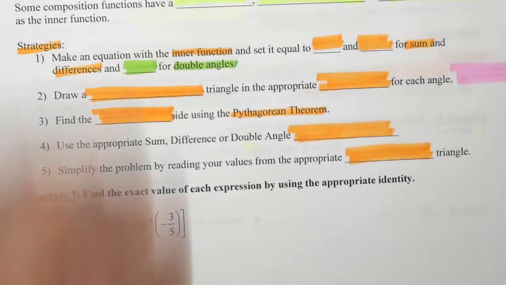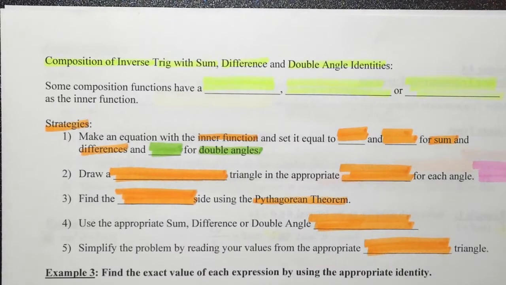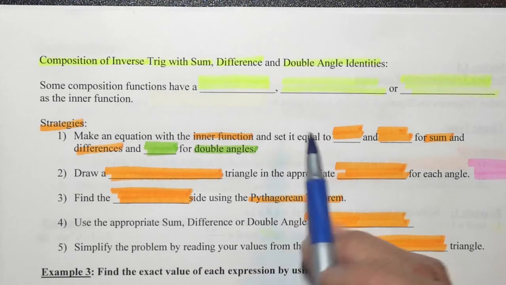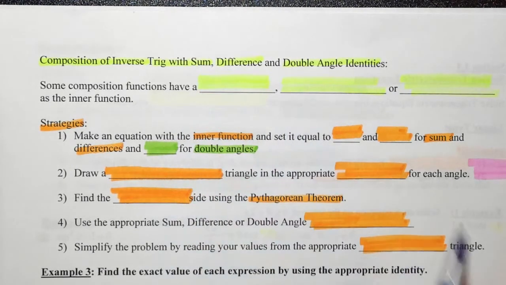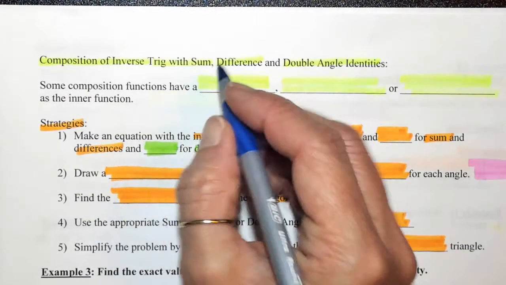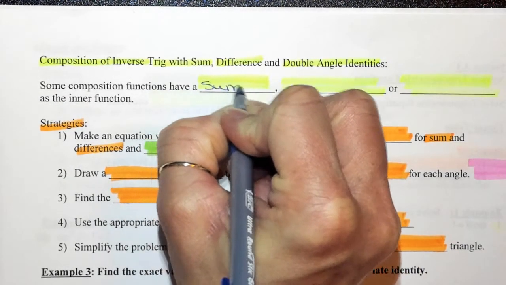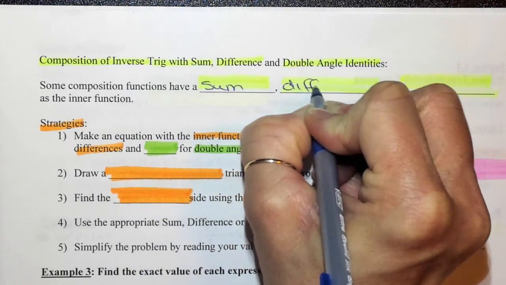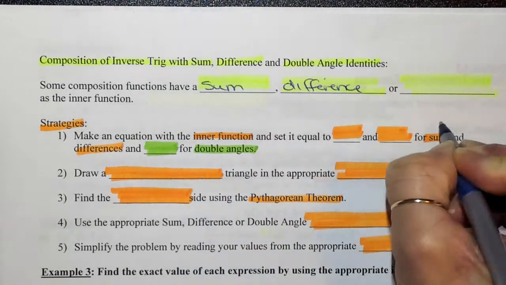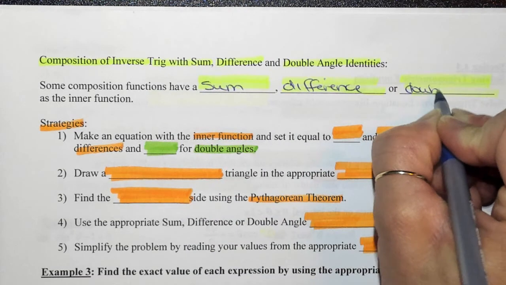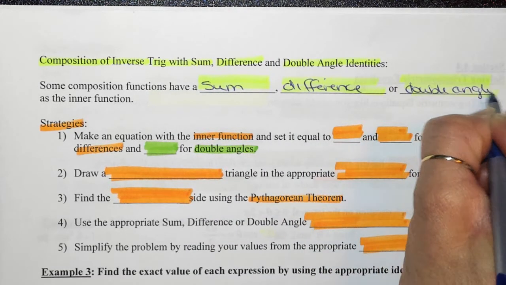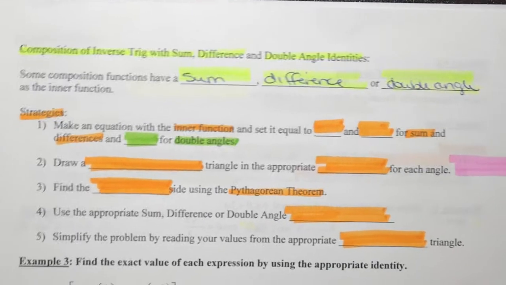Okay, in this last portion of 4.3, we will be talking about composition of inverse trig with sum, difference, and double angle identities. So those sum and difference formulas are not going away. What you have to consider is that you may have a sum, a difference, or a double angle, and that would be in your inner function.